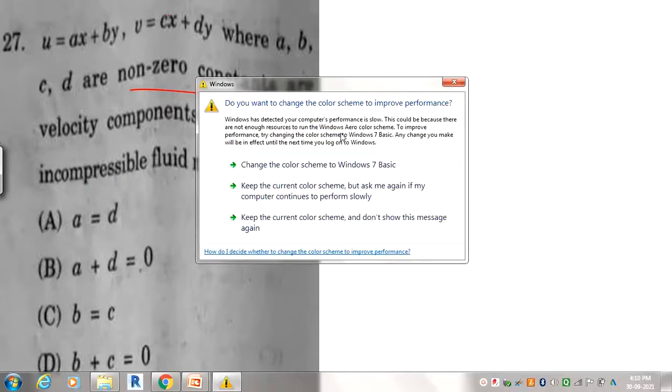Next, question number 27 is similar to question number 26. u and v are given. u is ax plus by, v is cx plus dy, where a, b, c, d are non-zero constants. So these are the constants. The question is: for which condition are these the velocity components of a possible incompressible fluid motion?